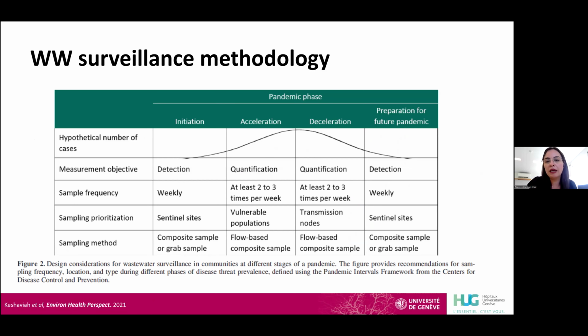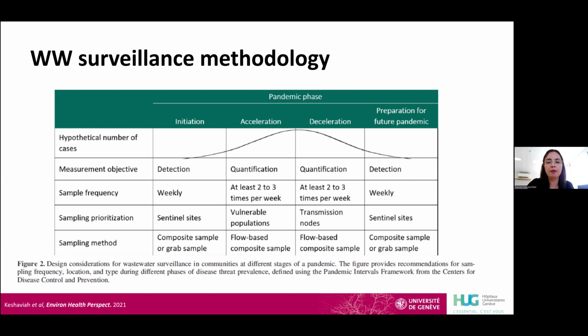Kashiva et al. argued that wastewater surveillance methodology is very valid and practical, but also that there are different uses and factors integrated in the use of wastewater surveillance. So the bottom line, we need to know what we are looking for and why in order to maximize the use of wastewater surveillance.